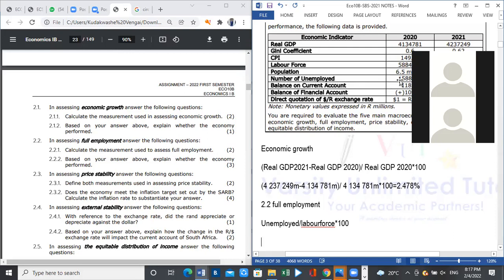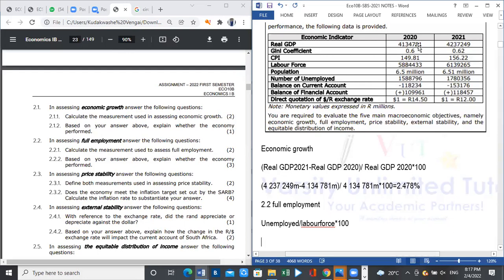From your information, the number of unemployed individuals has been given for 2020 and 2021. I think they want us to calculate both years so that we can compare whether there was an increase or not. It has 2 marks. So for 2020, the unemployed was 1,588,796 divided by the total population.